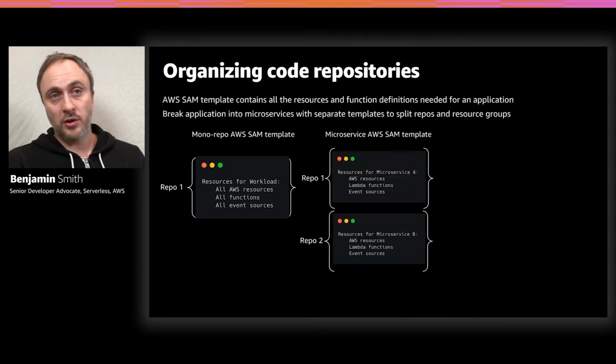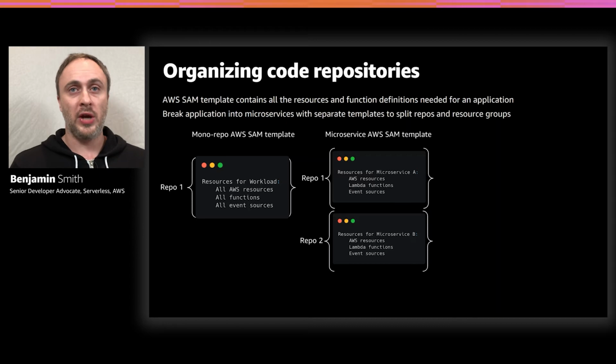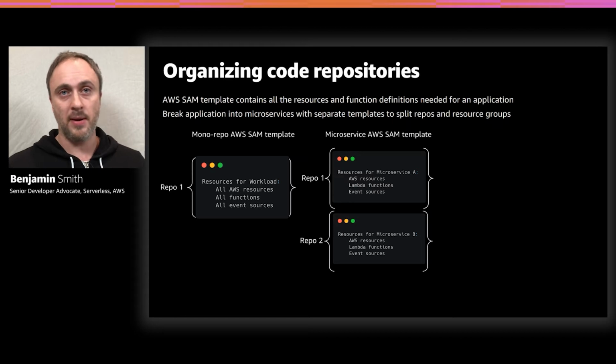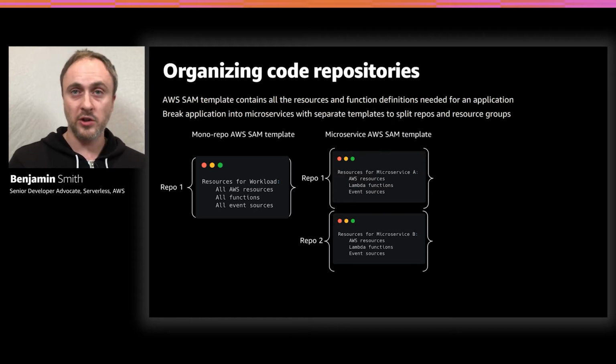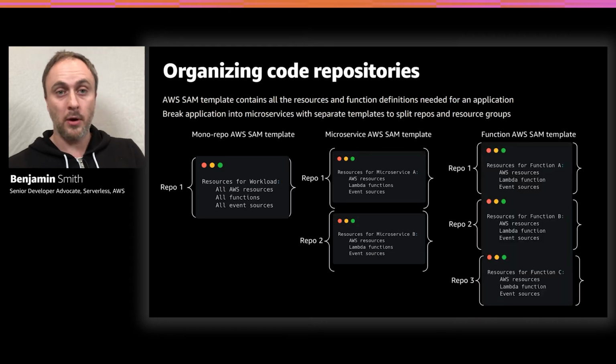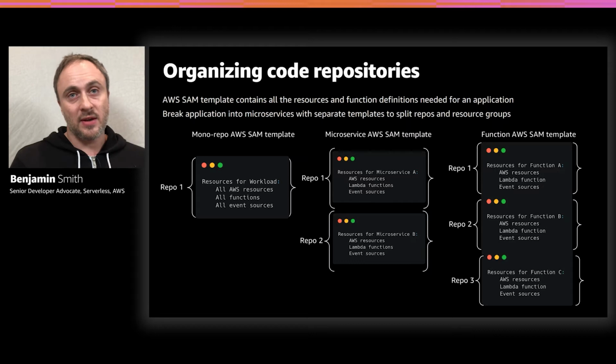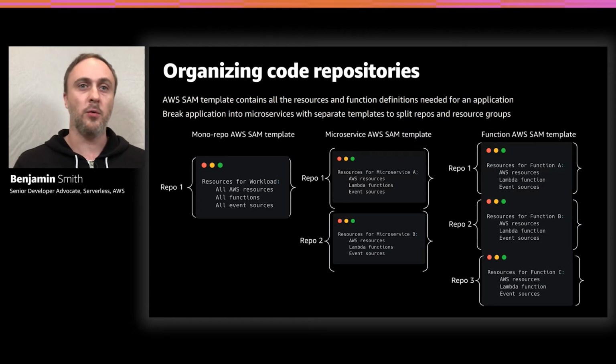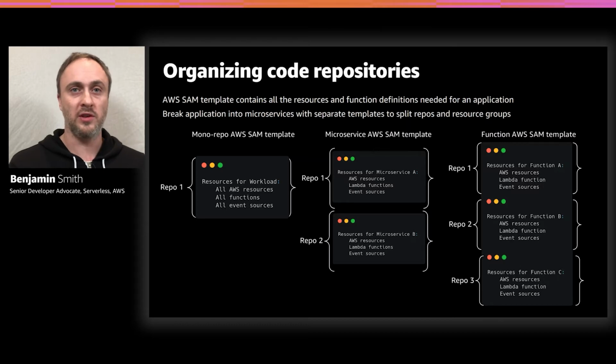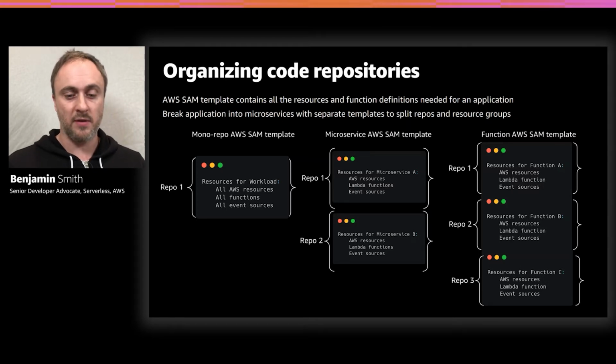Then you have your microservice-based model, which allows you to create a repository for each individual microservice. Each repository will have its own SAM template that defines all the resources, event sources, and functions that are relevant only to that microservice. And in some situations, it might be necessary to have a function-based repository. Here your SAM template would define all those resources and event sources relevant to the specific function.